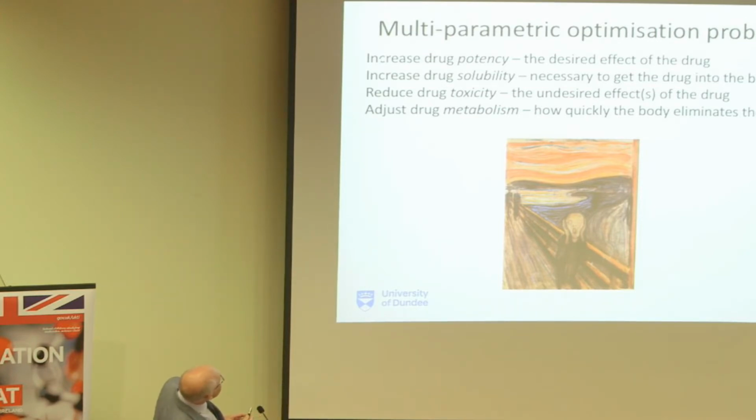So at every stage you want to increase the drug potency, i.e. increase the desired effect of the drug. You want to increase the drug solubility, because if a new drug isn't soluble in water, because we're made of water, it doesn't get into the body. And that's actually one of the most difficult things, to get a very potent compound which is very water soluble. And we need to reduce drug toxicity, the undesired effects, the side effects of the medicines. And we need to adjust drug metabolism, how quickly the body eliminates the drug. Generally speaking, we want to make that as long as possible. So we've got these 4 parameters that we need to optimize at the same time. And many of them are mutually incompatible.